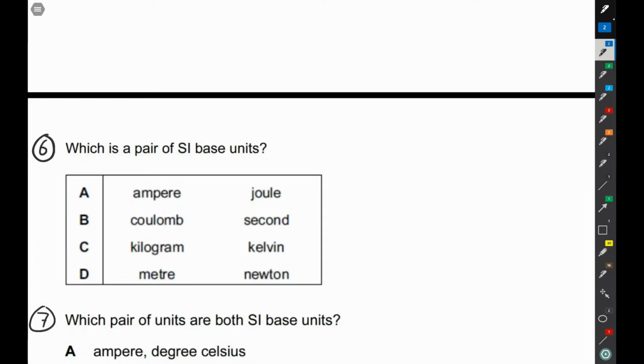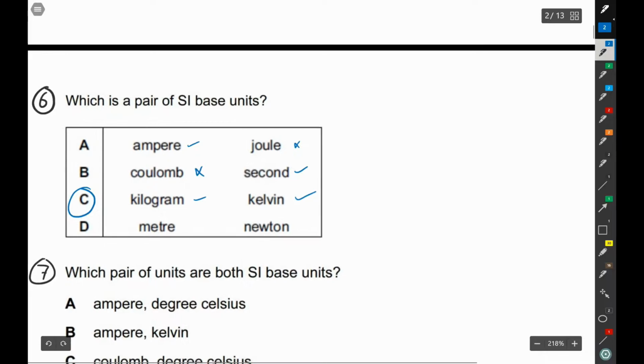Right, question number 6, which is a pair of SI base units? So we want 2 base units, right? So ampere is a base unit, joule isn't. Coulomb is not a base unit, but second is. Kilograms is a base unit, so is Kelvin, so option number C. And option D says meter and Newton, so meter is a base unit, Newton isn't.